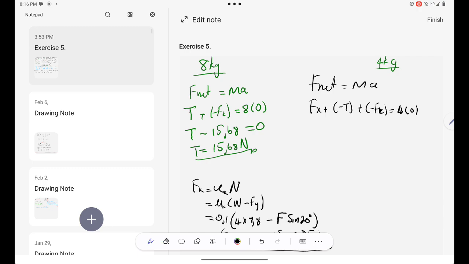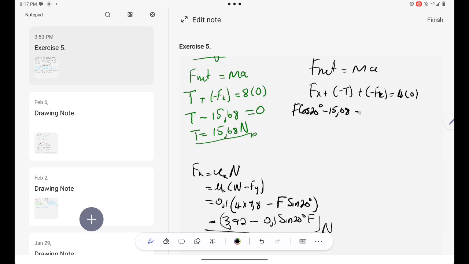Let me do this. Remember that I said the horizontal component is F cos of 20 degrees minus the tension, that's 15.68, and then we have frictional force here too. Our friction is just negative, 3.92 minus 0.1 sine of 20 degrees multiplied by F. This is equal to 0. Remember that on the right hand side, guys, we have 0, right? Because our system is moving at a constant speed.